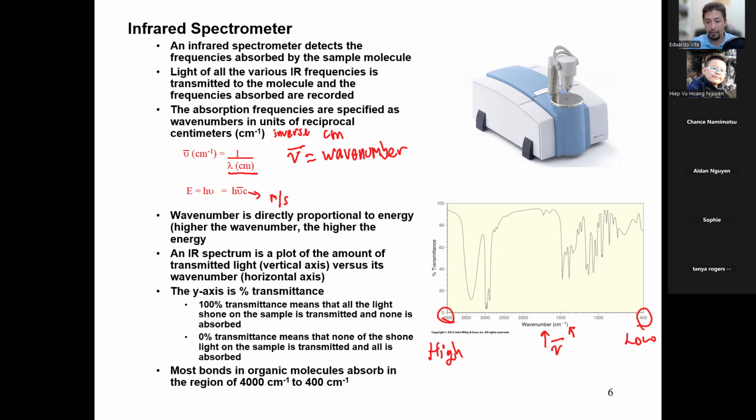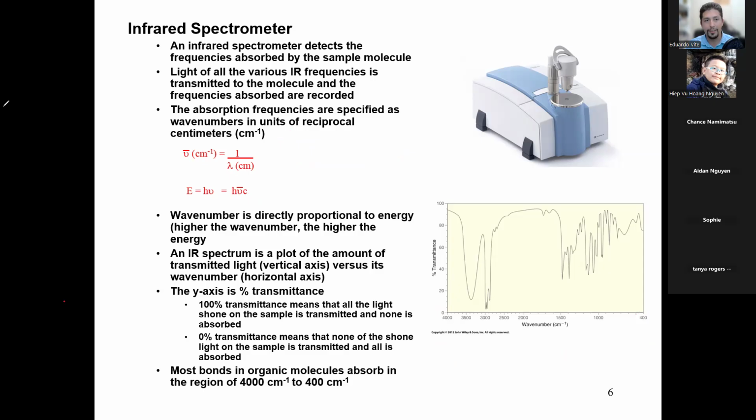And so again, that's all this last bullet point is saying. It's saying that generally our IR spectra, all of them, will be from 4000 wave numbers to 400 wave numbers. Any questions about that? Okay, moving on to the next slide.